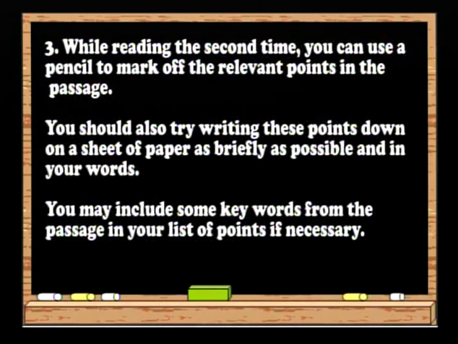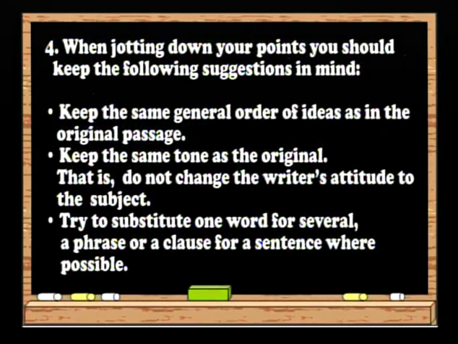While reading the second time, you can use a pencil to mark off the relevant points in the passage. You should also try writing these points down on a sheet of paper as briefly as possible and in your own words. You may include some keywords from the passage in your list of points if necessary. When jotting down your points, you should keep the following suggestions in mind.